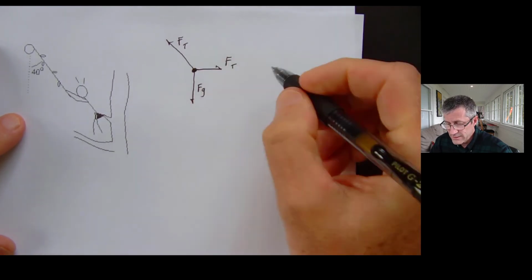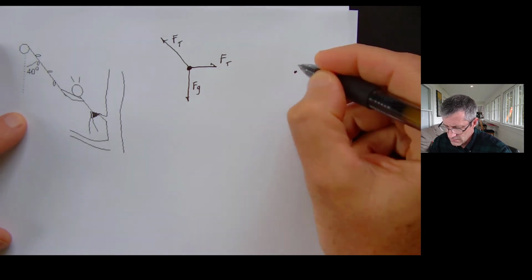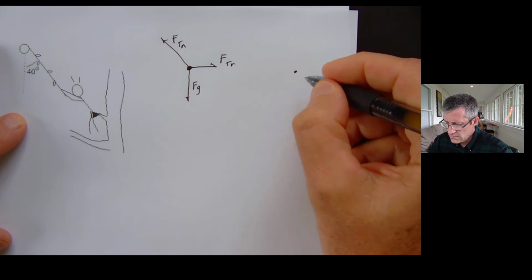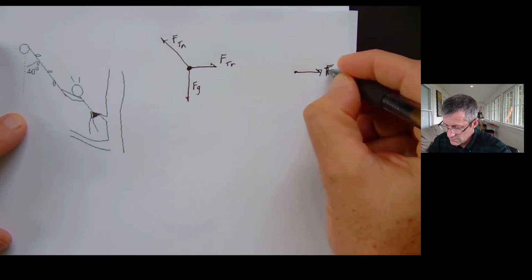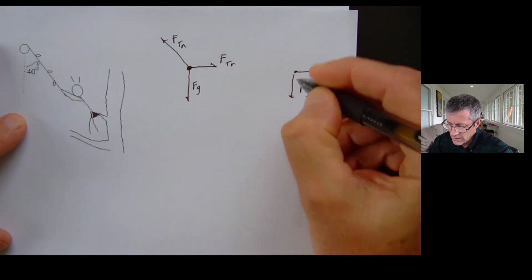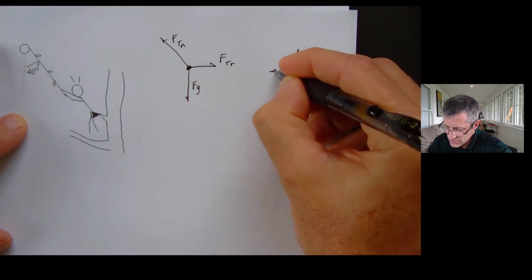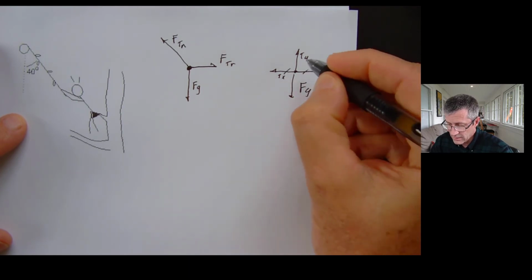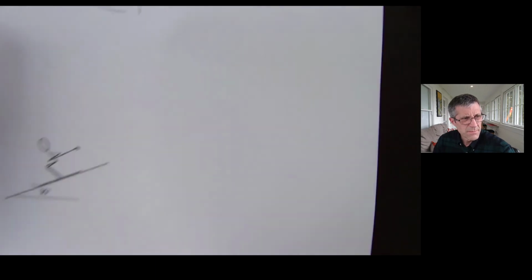I could separate tension into x and y. So I'd have the force of the tree, force of gravity, and I'd have tension in the y dimension and tension in the x dimension. And if he's stationary, this is going to be the same as that, and this must have the same magnitude as that.